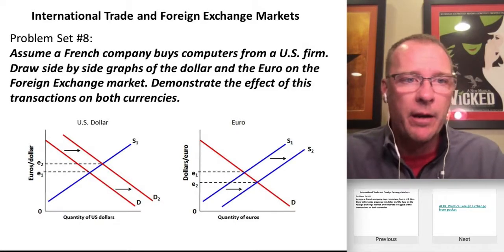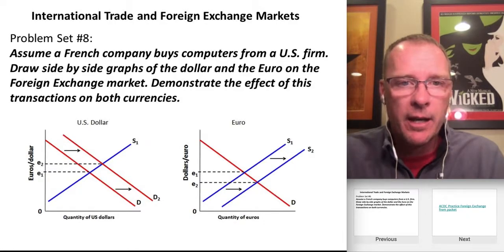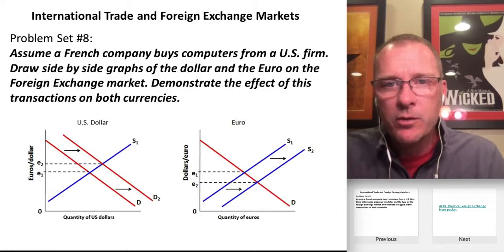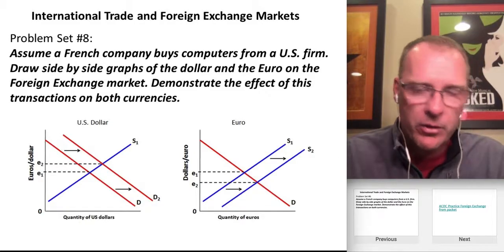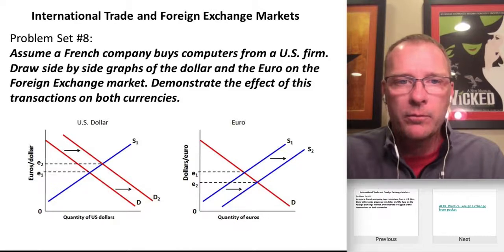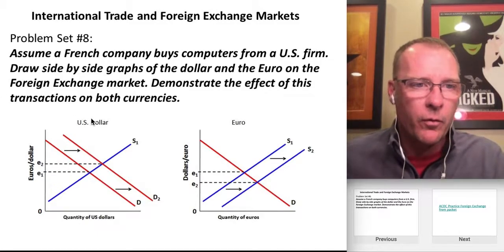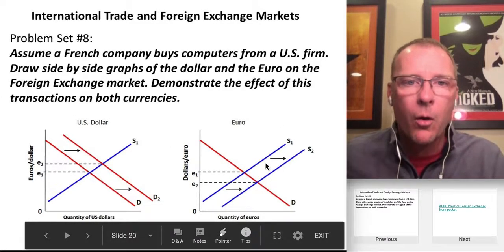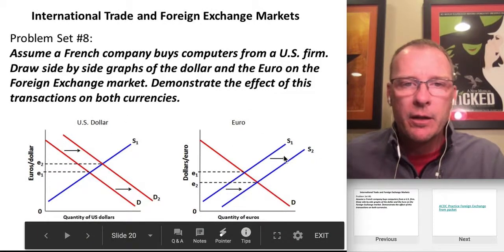So as I am demanding more dollars, because this French company is buying computers in the United States, they're supplying the euros so that they can go buy these computers. So they supply more euros, they demand more dollars. When they demand those dollars, what happens? You're going to see the exchange rate go up, right? So in the United States, you can see that over here by E1, E2. The euro, because they have to supply more euros to transfer them over to dollars, they're going to end up supplying more. What's going to happen? The equilibrium rate here is going to fall.